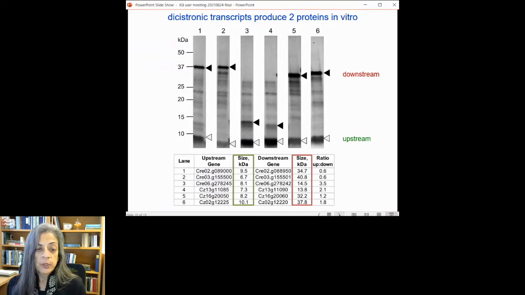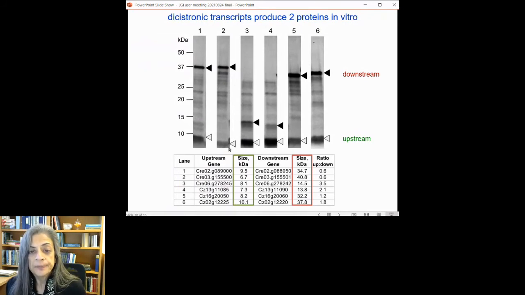And in this case, I'm showing you the results from 6 essentially random dicistronic messages that Sean chose. They're listed here, the products shown in lanes 1 through 6. And what I'm showing you is the molecular weight of the upstream ORF and then the molecular weight of the downstream ORF. We translated them in either wheat germ extract or rabbit reticulocyte lysate. So of course, these are heterologous systems. And the results shown here are from the wheat germ extract system.